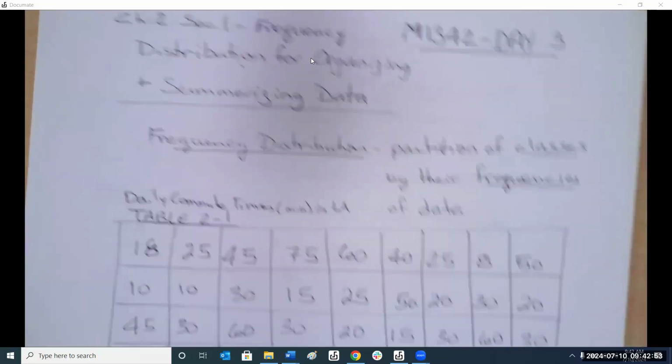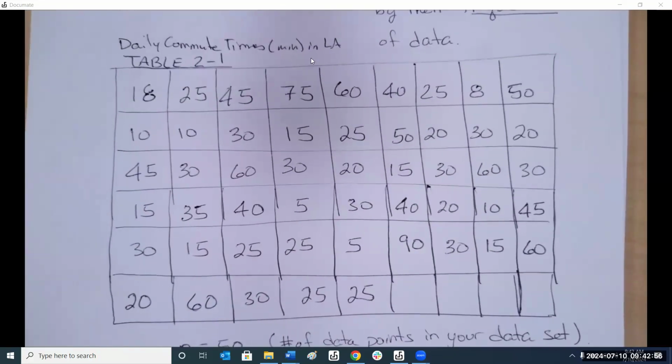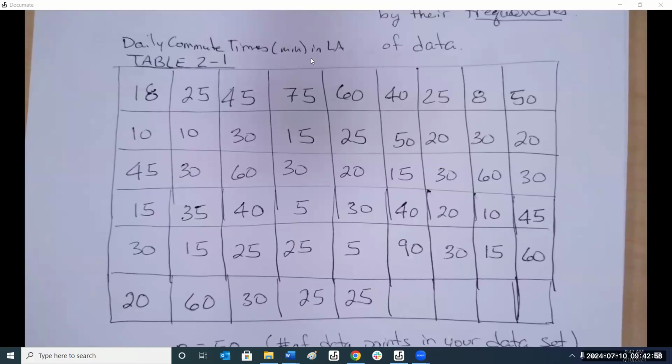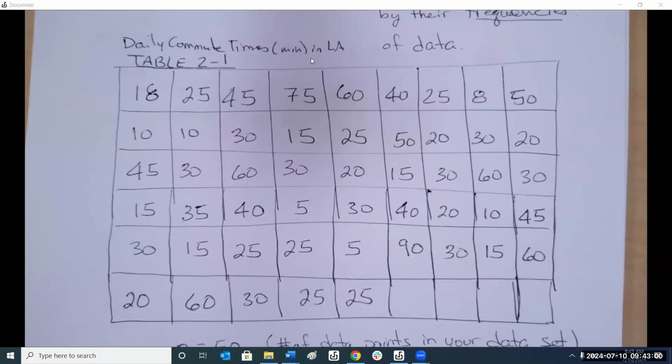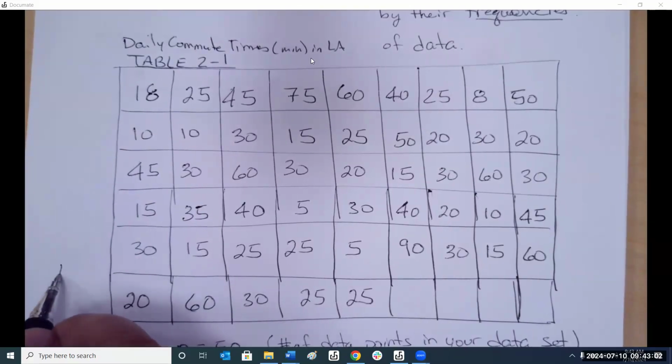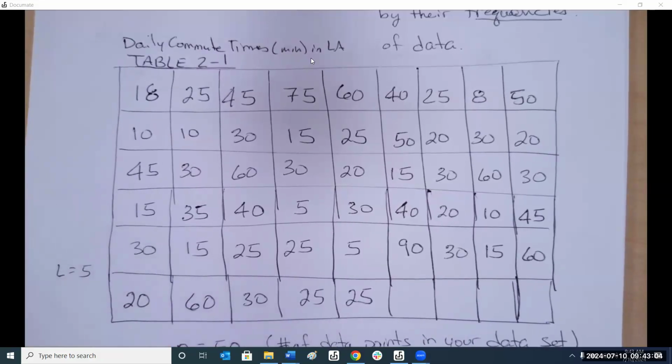So let's look at our data set. The first thing to do is, what are our lowest and highest numbers? Okay, the lowest is 5. What's the highest?